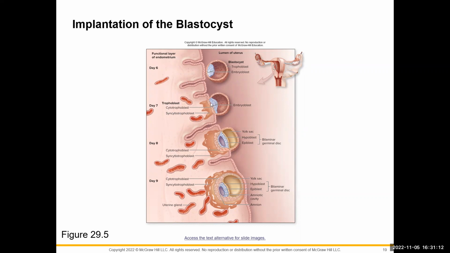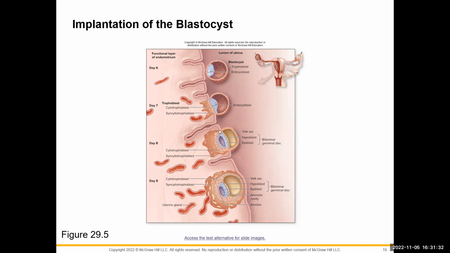And then we can see the cytotrophoblast and the syncytiotrophoblast form. And as that's occurring, the structure starts to move its way internally, burrowing its way further and further and further into the functional layer of the endometrium until it's completely covered here.